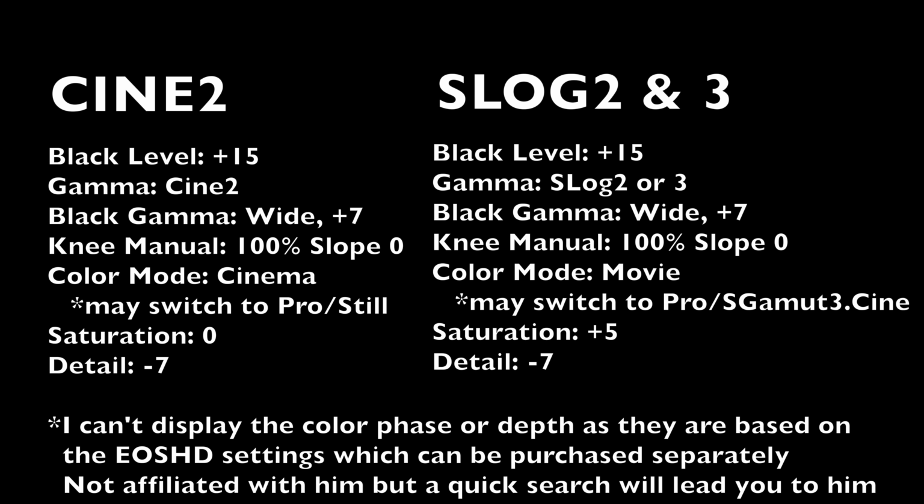Anyways, both the picture profiles are about the same for Cine 2 and S-Log 2 and 3. The main similarity is that the black level is going to be set at +15 and the black gamma is going to be set to wide and +7. This is something that I am quite certain I'll keep doing, because it creates the widest dynamic range for my blacks, and I want that low contrast cinematic look for my video. As far as the gamma setting, you just would change it to the appropriate one. I talked in detail to death in the last 3 picture profile videos about the differences, so just choose the one that you want to use.